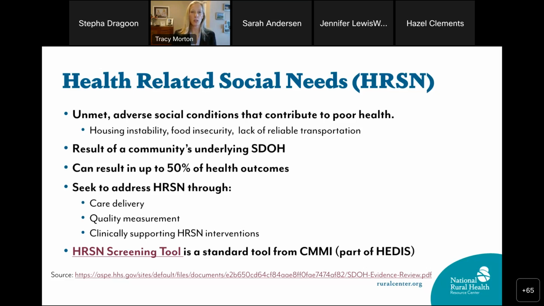And we can address health-related social needs through care delivery, quality measurement, and clinically supporting them through interventions. There's a link there to a screening tool that CMMI, Centers for Medicare and Medicaid Innovation, is suggesting is a standardized tool. So it's pretty important to start familiarizing ourselves with this.